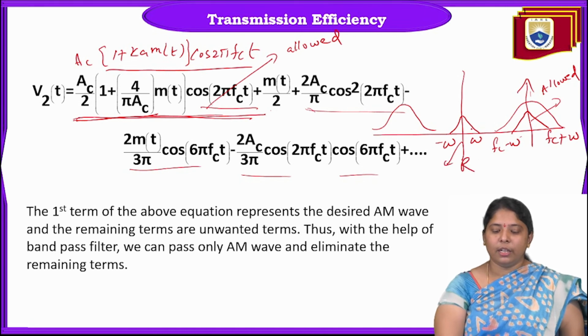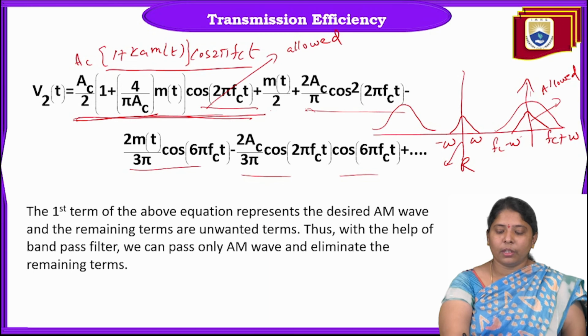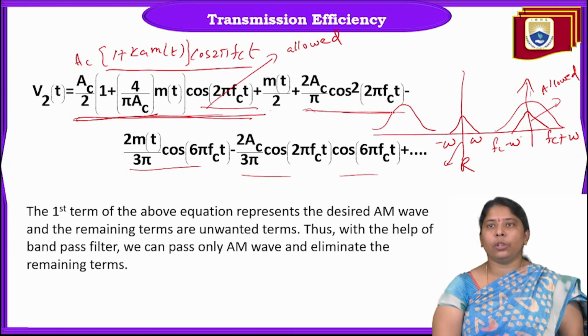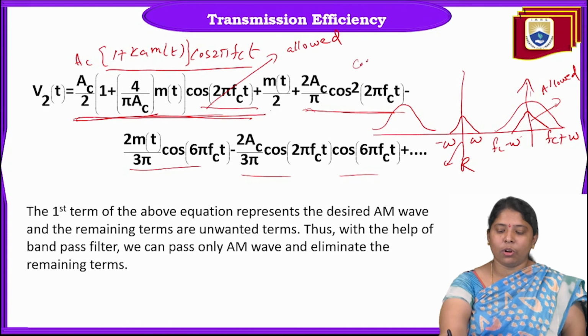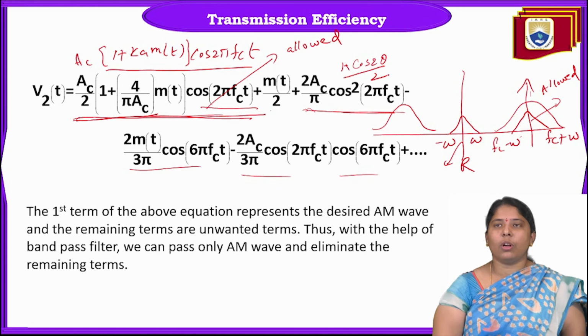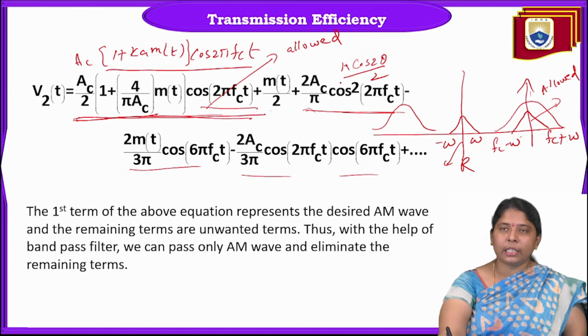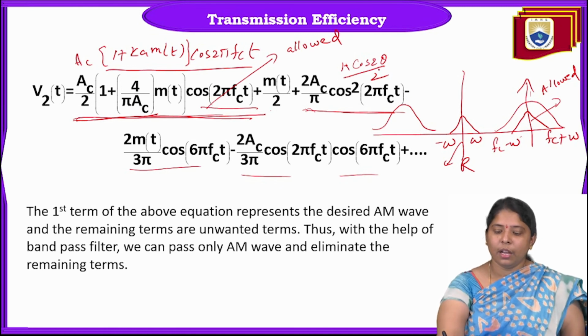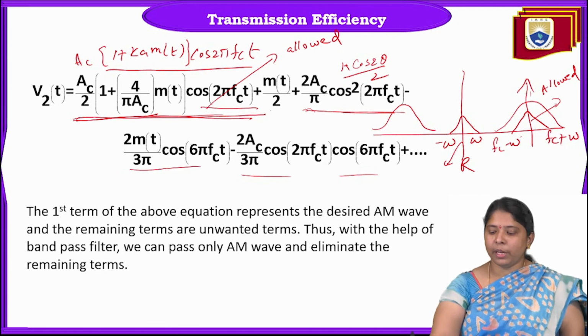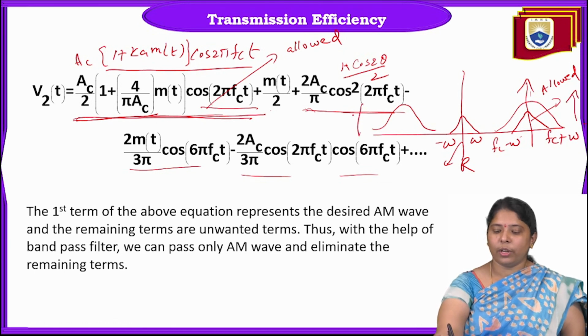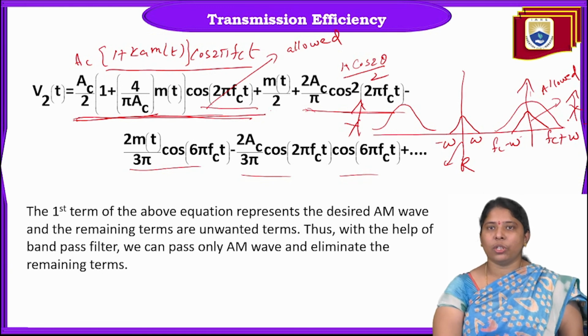The third term is 2AC by pi into cos square 2 pi fct. Cos square theta converts into 1 plus cos 2 theta by 2. One DC term will come here, and a 2Fc frequency comes here. 2Fc means more than Fc plus W, so these two are also rejected. So the third term is also rejected.